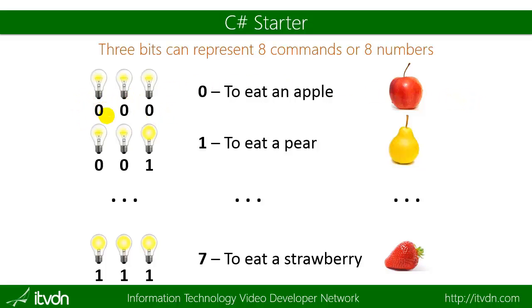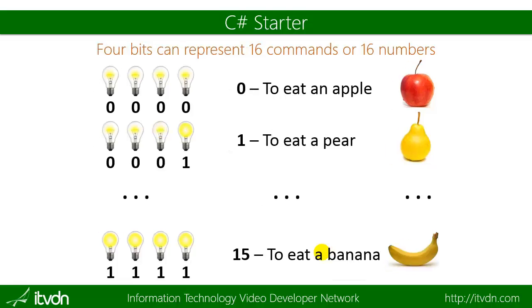0, 0, 0 means 0, eat an apple. 1, 0, 0 meaning 1, eat a pear. And this ellipsis means that there are some more commands here, but we don't need to draw all the bulbs for you to understand. The last instruction here is 1, 1, 1, 7, to eat a strawberry. If you need more commands or instructions, what you need to do is add another light bulb.